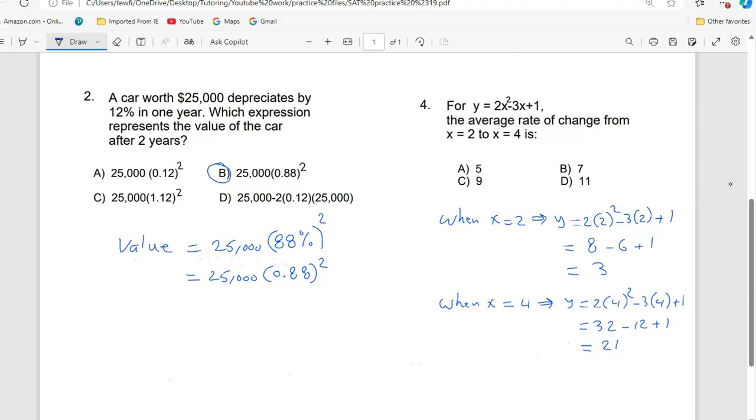So here actually we have 2 points. We have 2 comma 3, right? And the second point we have 4 comma 21. So the rate of change, average rate of change, which is the slope, will be the difference of y over the difference of x. So that's going to give us 18 over 2, and the answer is 9, choice C. And that was the last problem.